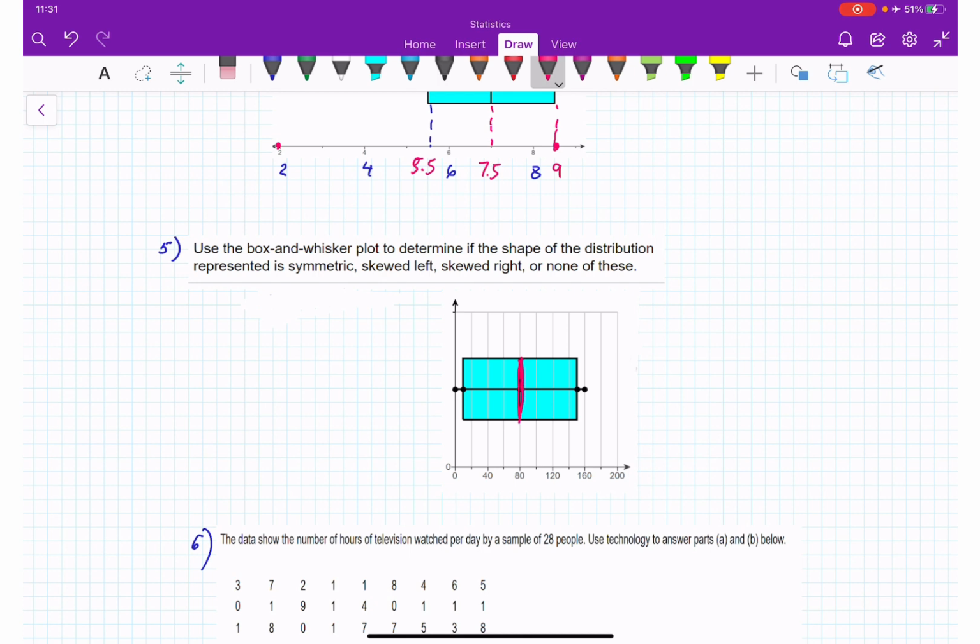If it were skewed to the left, then the mean would go to the left. If it were skewed to the right, the mean would go to the right. Again, open your video lecture. So, symmetric.